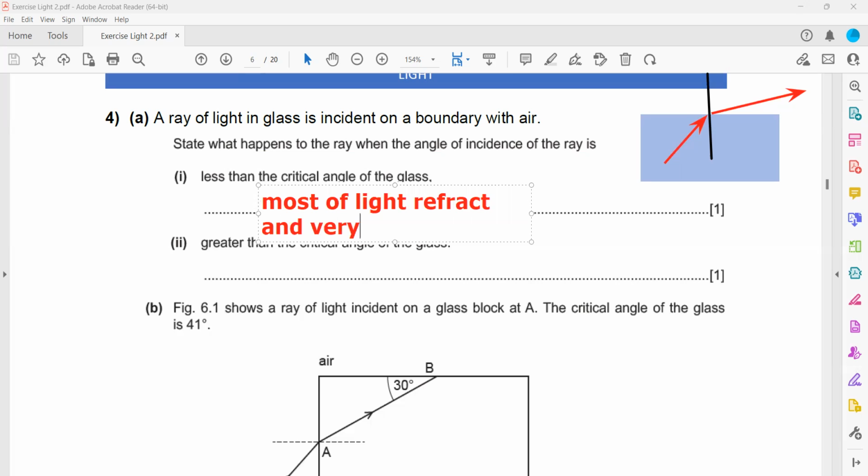And a very small proportion of the light will reflect, but mostly it will refract.